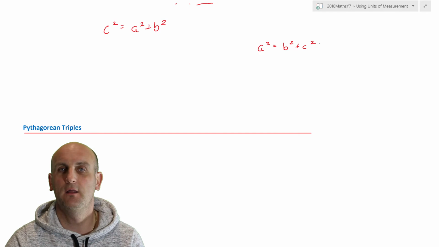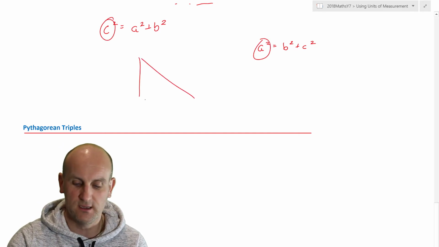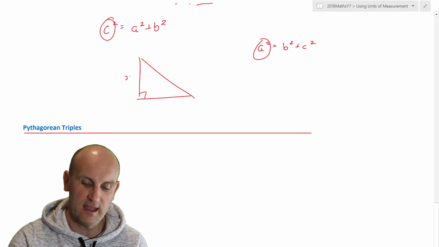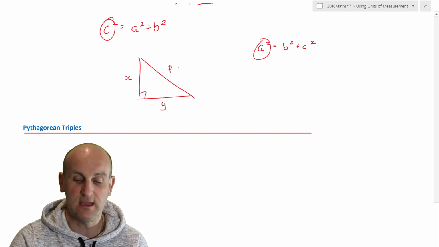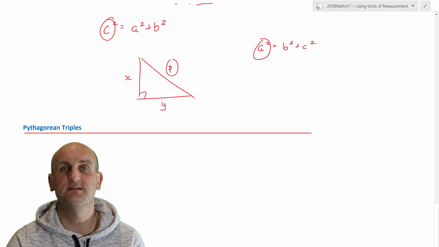But the point of it is, it doesn't actually matter what letter you choose here. If I was to do my triangle with X, Y, and P, for example, what I have to remember is the longest side is always the one that's on its own.